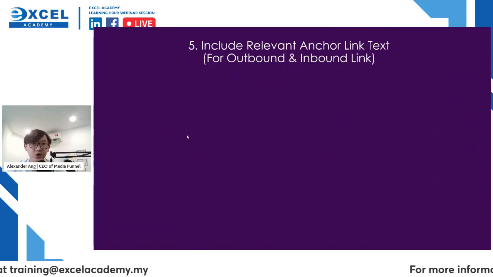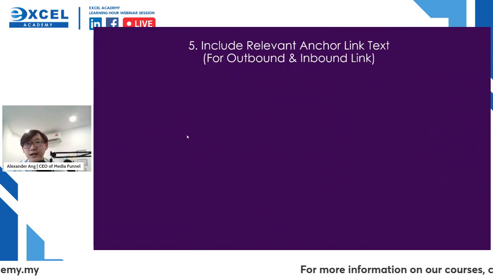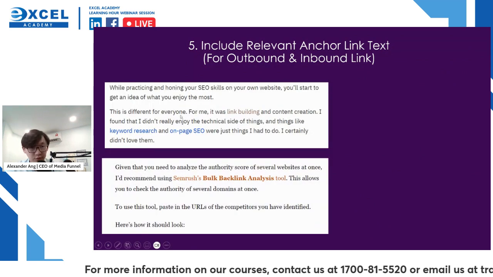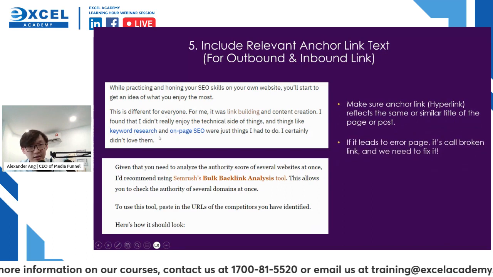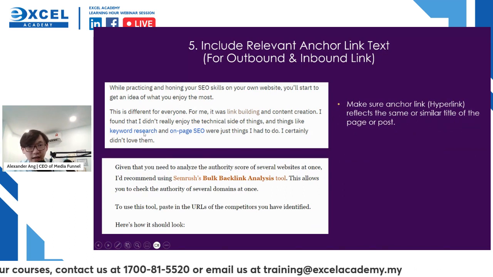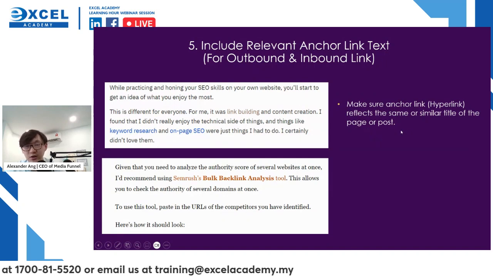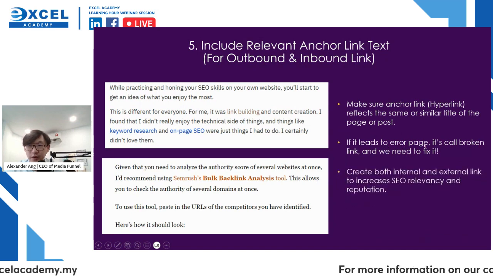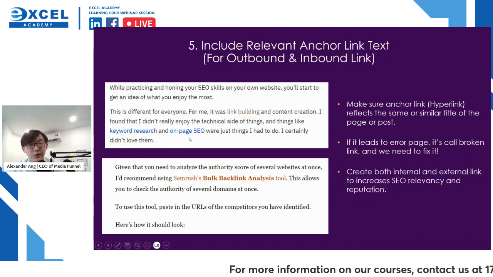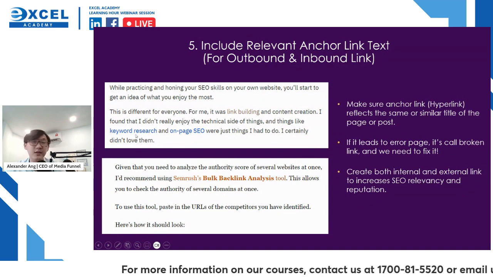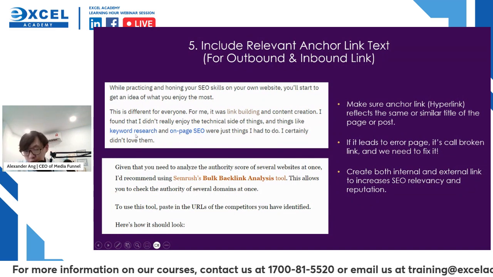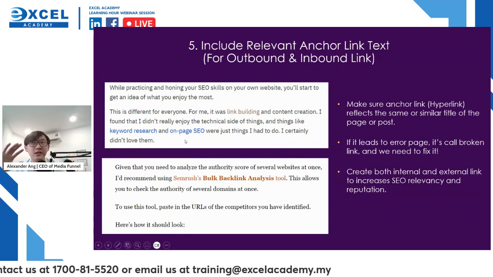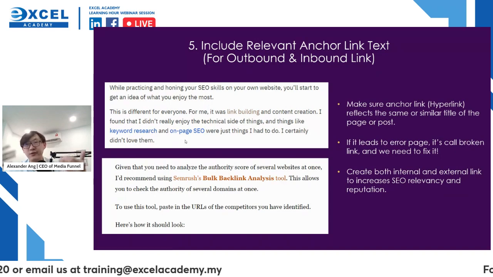All right, next one is to have relevant text. Put inbound links, put outbound links. This is called anchor text. We have hyperlinks. You want to make sure the anchor text of the hyperlink reflects the page or post it leads to when people click. If it leads to an error page, it's called a broken link. When you have articles, do check the hyperlinks. A hyperlink can link back to your own articles, or link to other people's articles, or you can link to other websites which provide more value and reference for the readers.